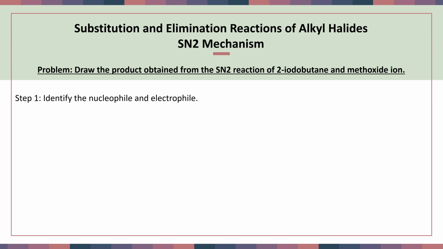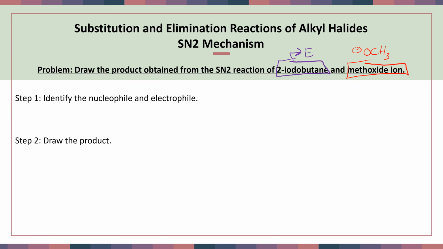Our nucleophile is going to be the species that either has a negative charge on it or is electronegative. In this case, it's methoxide ion. It's an ion, so we know that this has a negative charge on it. Dead giveaway. That leaves 2-iodobutane as our electrophile. And I'm going to circle this in a different color so that it's obvious. Okay, so we've identified our nucleophile and our electrophile.